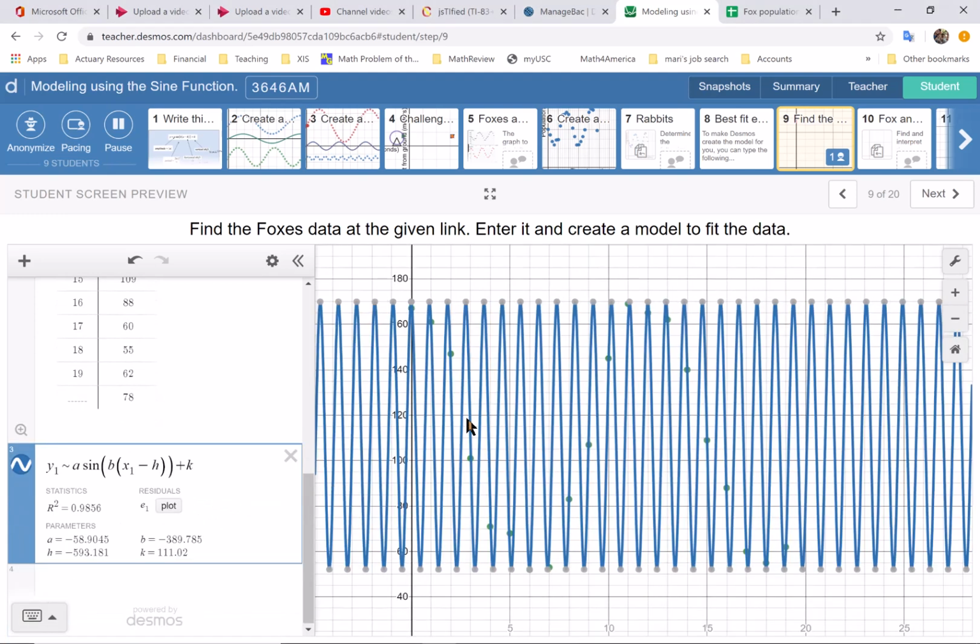Okay, so what's happening here is this is actually creating a function because the sine graph oscillates, goes up and down, so it can actually get it to pass through every single center point. But it's obviously not a good model because it's not showing what we want it to show, right?